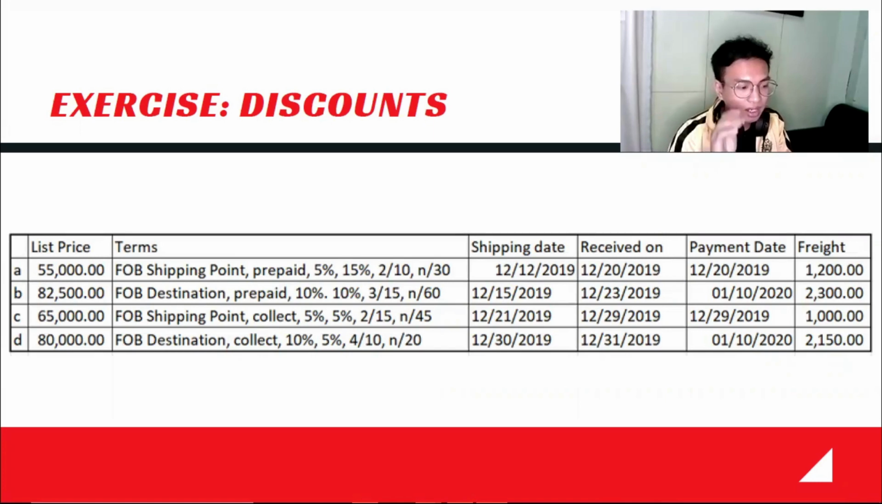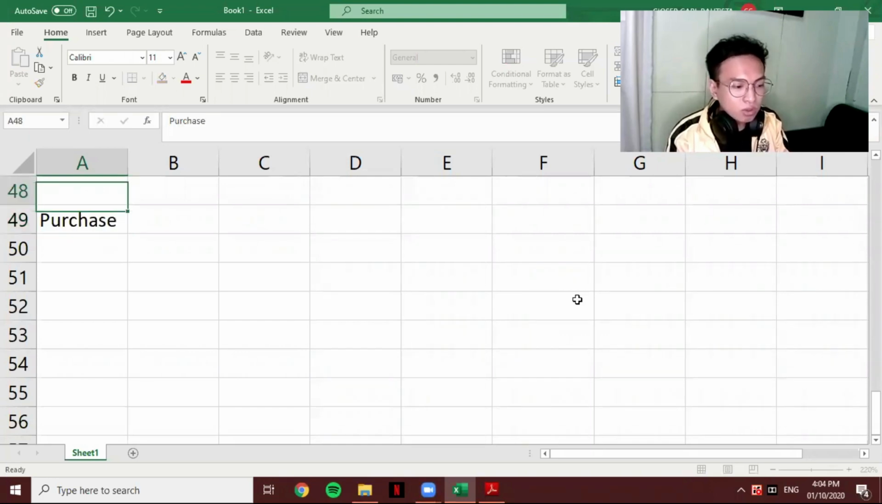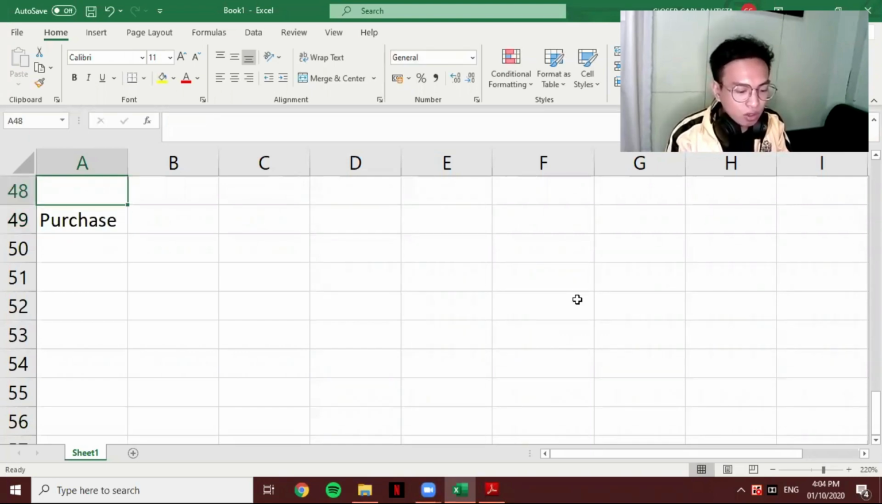Buyer's perspective na, letter B. Let's still go for the list price of 82,500. So, on December 31, is this a valid purchase on our side? Still, we ask or we look at the destination or shipping point. Destination, na-receive naman natin daw siya within the year or within December 31. So, this is definitely a valid purchase.